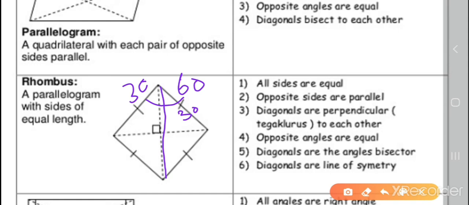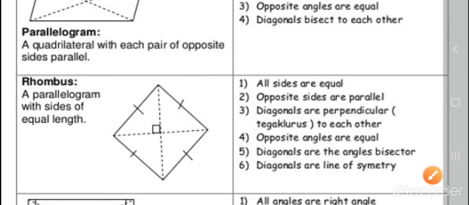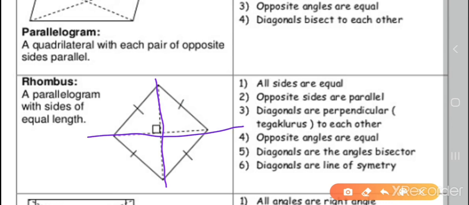Diagonals are the line of symmetry. It cuts into two. It is the line of symmetry. Both the sides look alike. This is the line of symmetry. Both the sides look alike. Okay, diagonals are the line of symmetry.